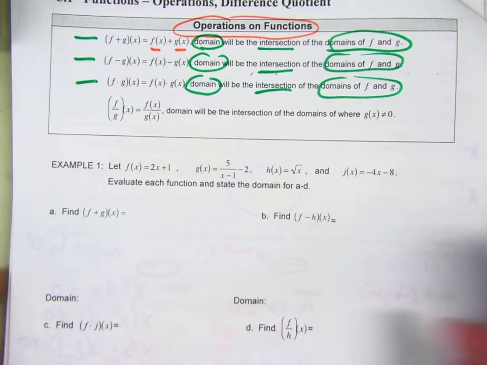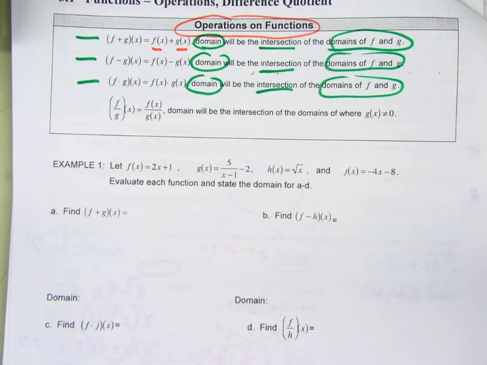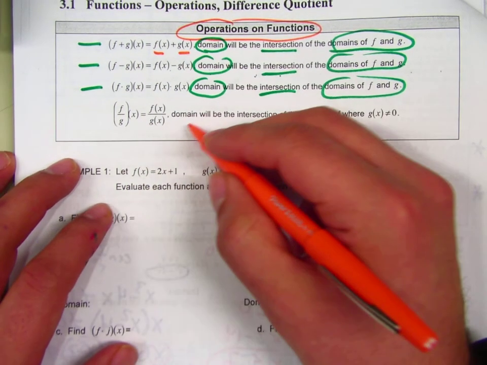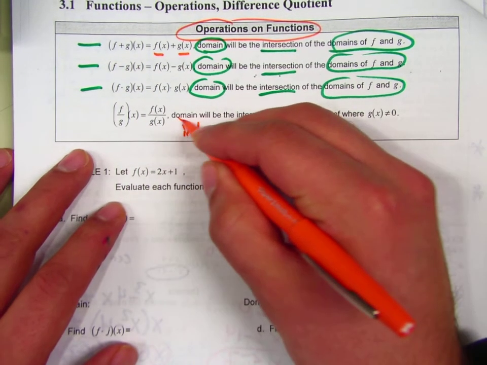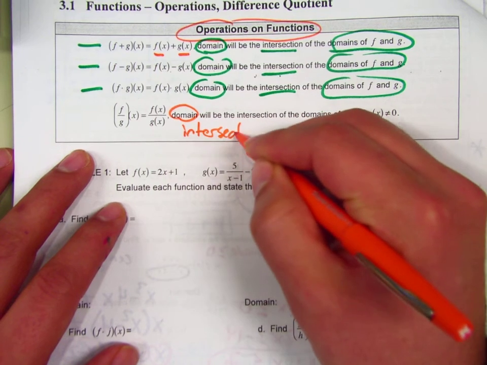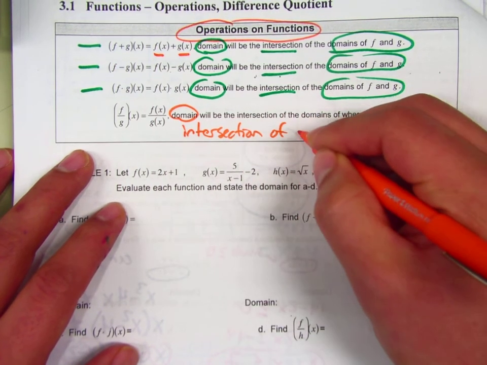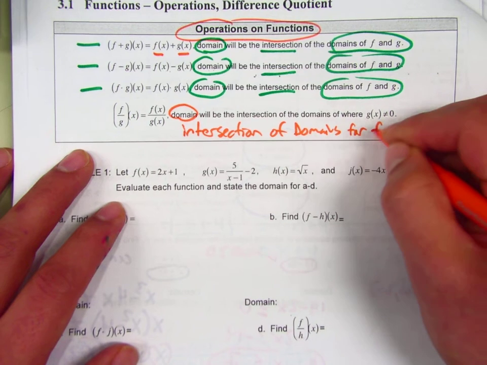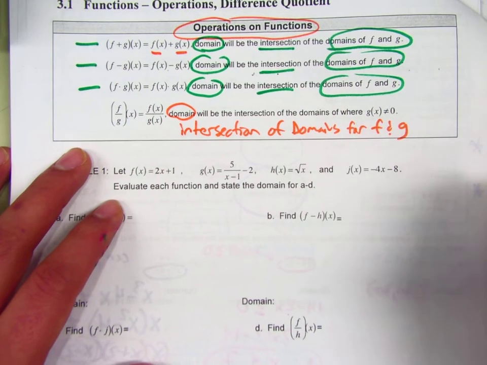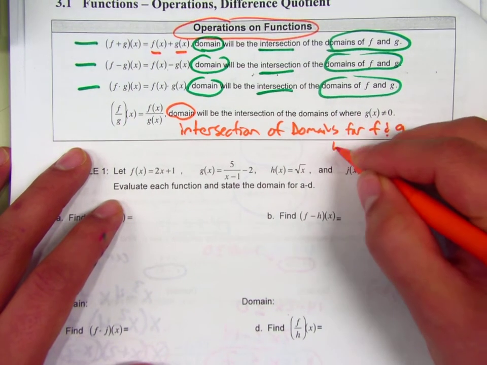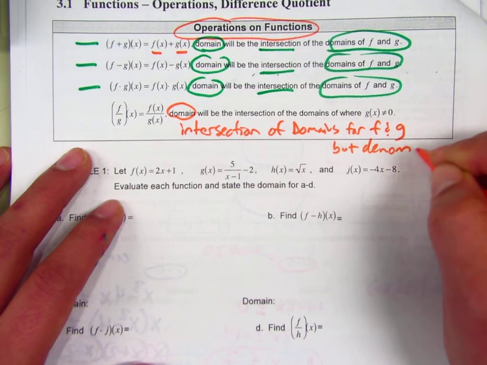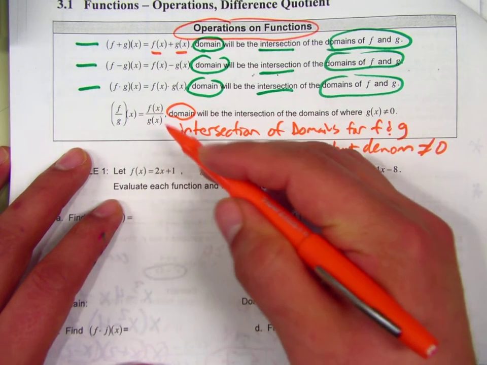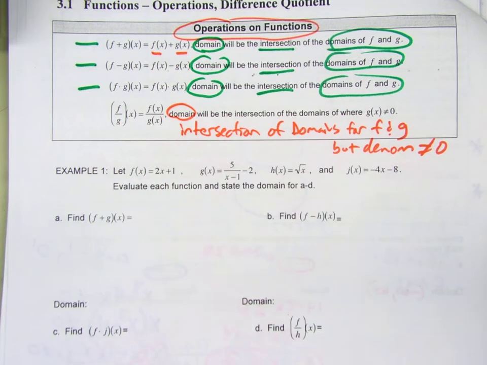When we're dividing, okay, it's the same thing, so the domain is still the intersection of domains for f and g, but the denominator cannot equal 0. So that's the only added piece there. When you divide, you can't divide by 0, so you have to kind of think about that as well.